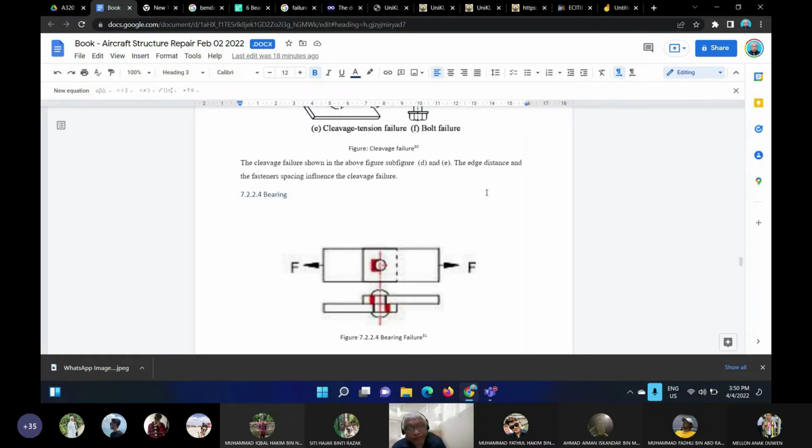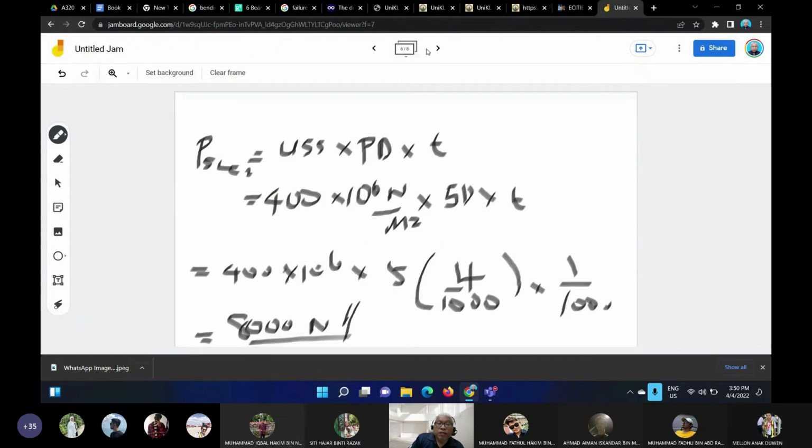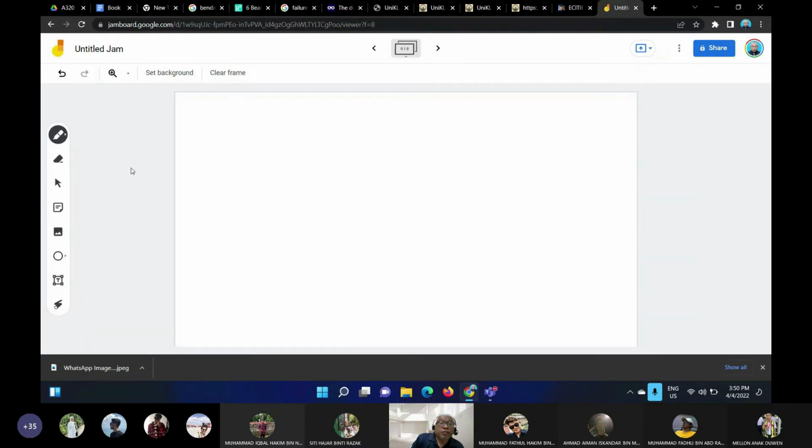After cleavage, we have bearing failure. Bearing failure is a crash of the hole. If we have a plate, this plate will be crushing. So as you apply the load, the plate near the hole will be crushing. So that is what we call bearing failure.